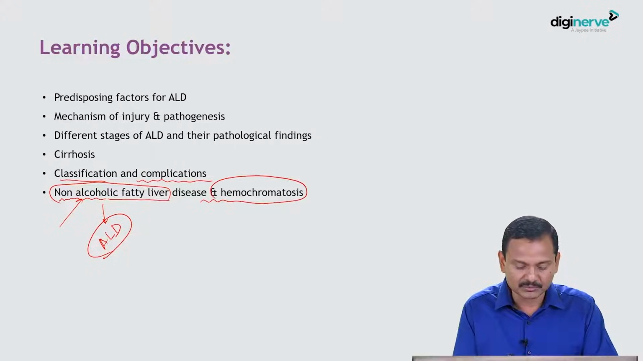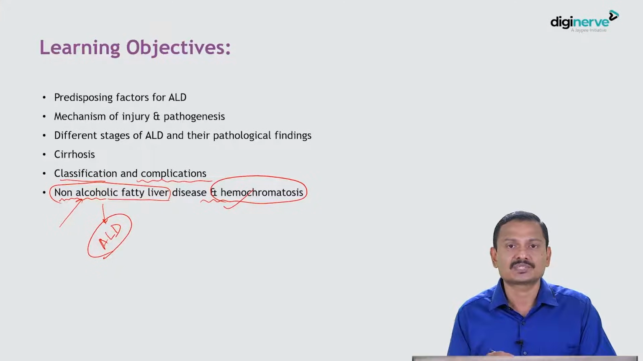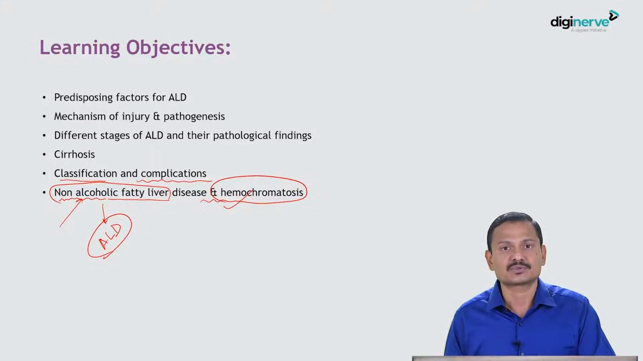Then we will talk about one hereditary condition, that is hemochromatosis, which is another common cause predisposing the liver to cirrhosis. So as usual, we will start our session with a case scenario.